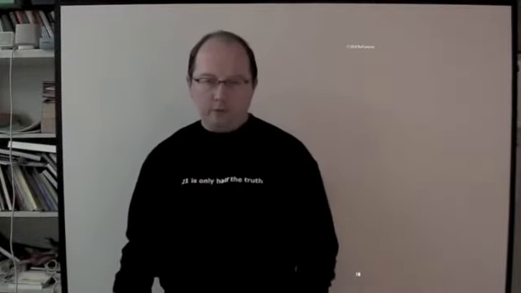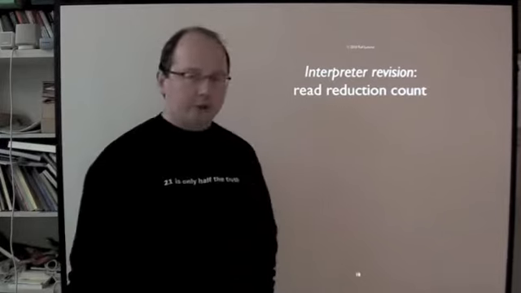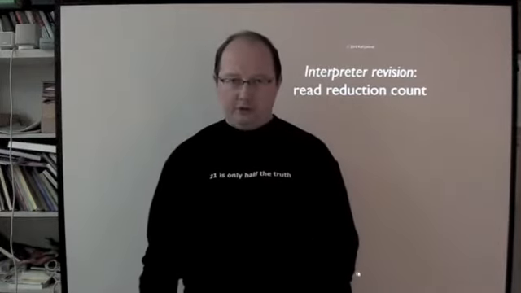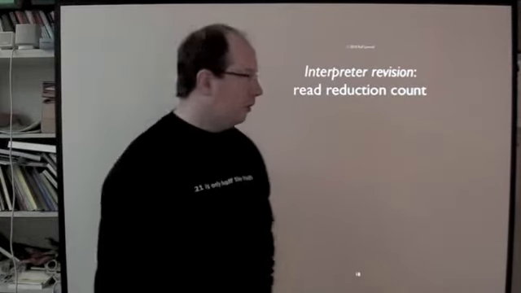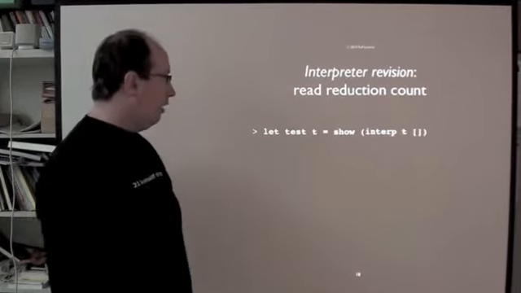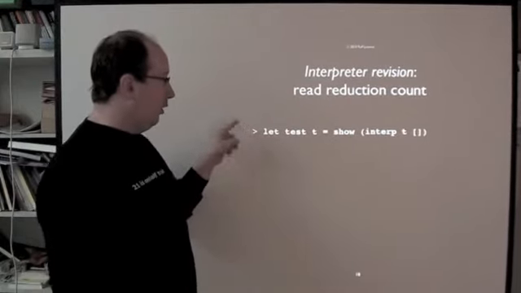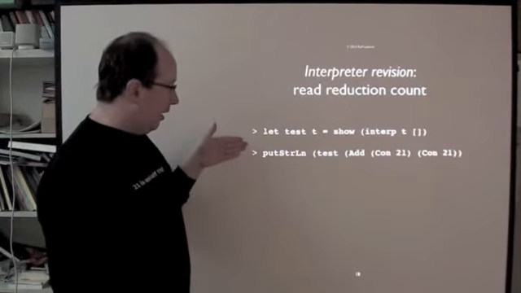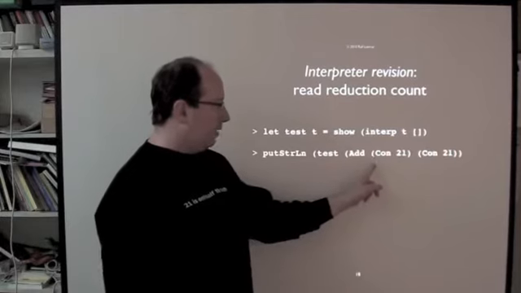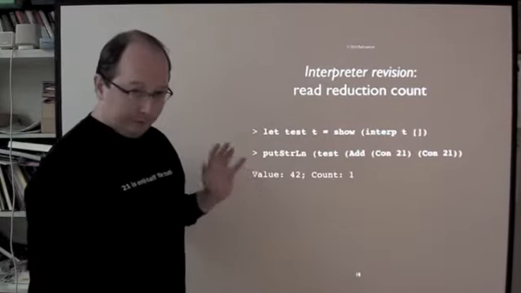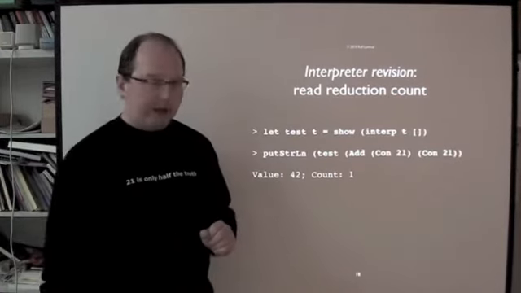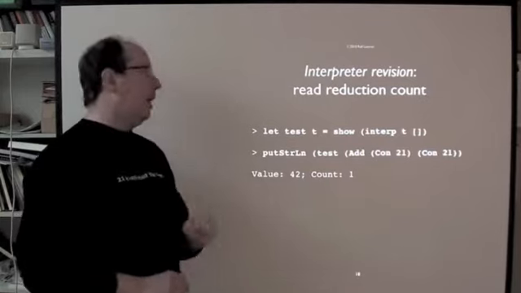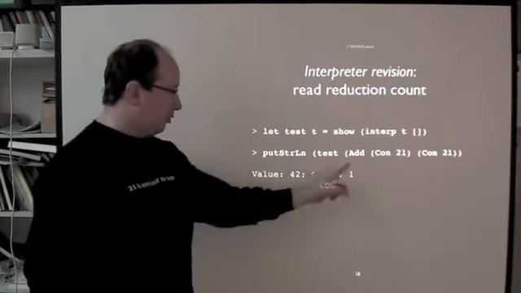Okay? So the next revision is due. We would like to read the reduction count in our interpreter. It's a fancy extension here. By reduction count we mean the number of function applications that were carried out, including additions. So let's look at a demo here. We set up a little convenience function to interpret a term and to show the result. Now we apply this interpreter function to this term here, add 21 to 21. With the revision that we have in mind, this is how the result should look. We would want to know the result of the computation is of course 42. But by the way, the reduction count is 1, because there was one addition here.